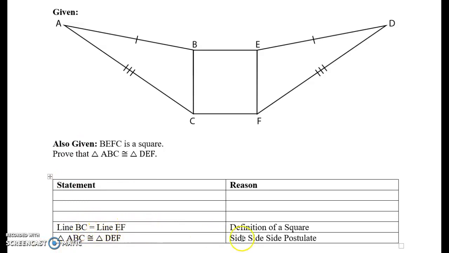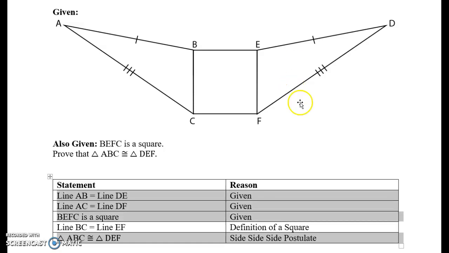Line BC equals line EF, definition of a square. It basically comes out of nowhere, and then the final line is, don't worry, I totally proved this proof, trust me. Which is a little silly, right? So just keep in mind, you do want to make sure that we keep all of these things in there. We always want to have all of our givens, super important. Let's practice.